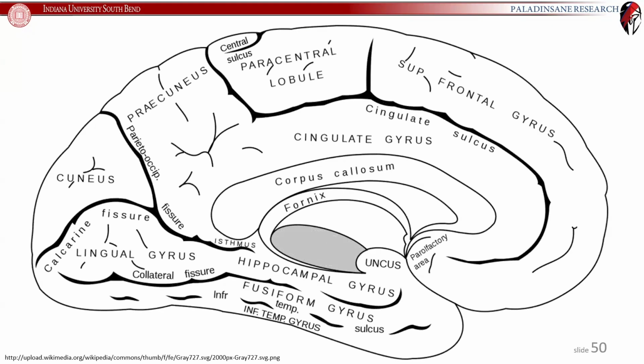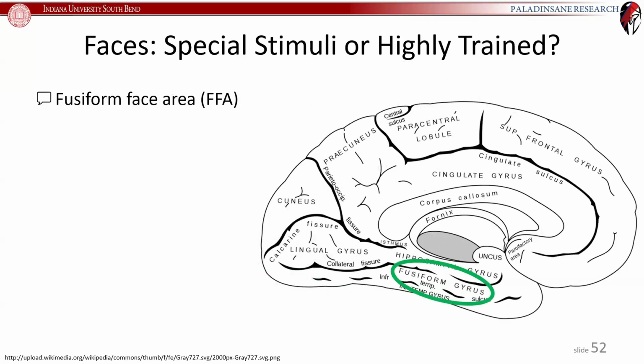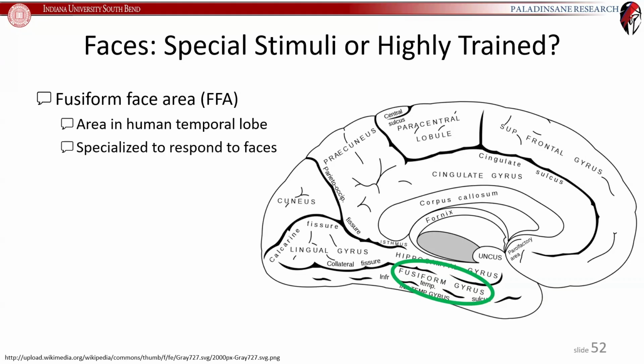All right, so why do we mention this? Well, the second block of this conundrum, this mystery that we're looking at, is what's going on with the fusiform gyrus. So this area over here. This fusiform gyrus is also known as the fusiform face area, and it's an area in your human temporal lobe that seems to be specialized to respond to faces.